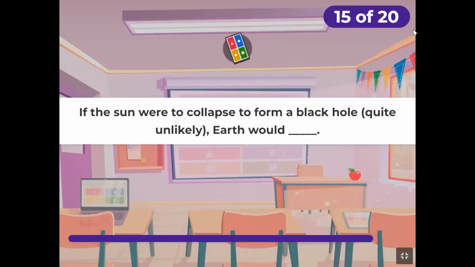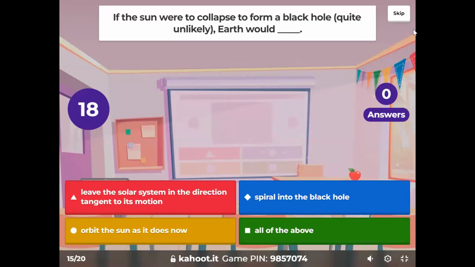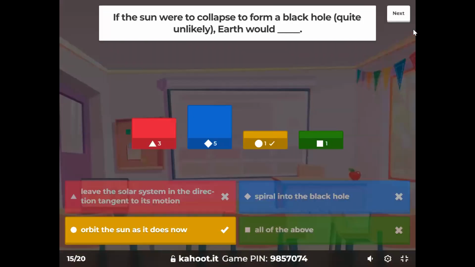Suppose that happened. Earth's sun collapses to a black hole. What does Earth do? Probably freezes separately. No, it would orbit it just as it does now. All right, one winner. Let's take a look here.